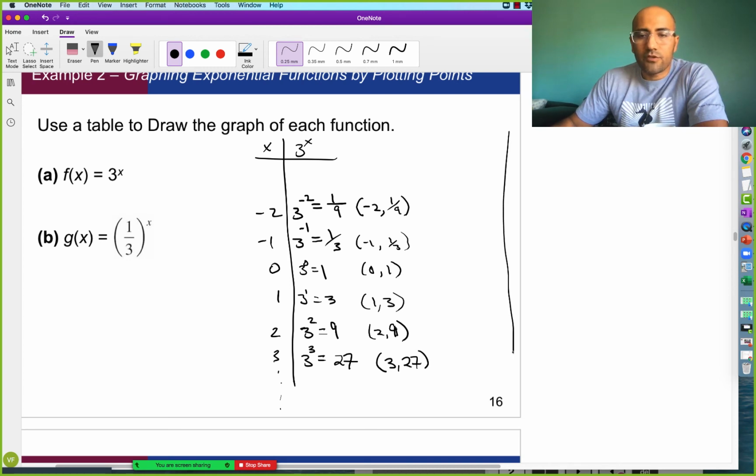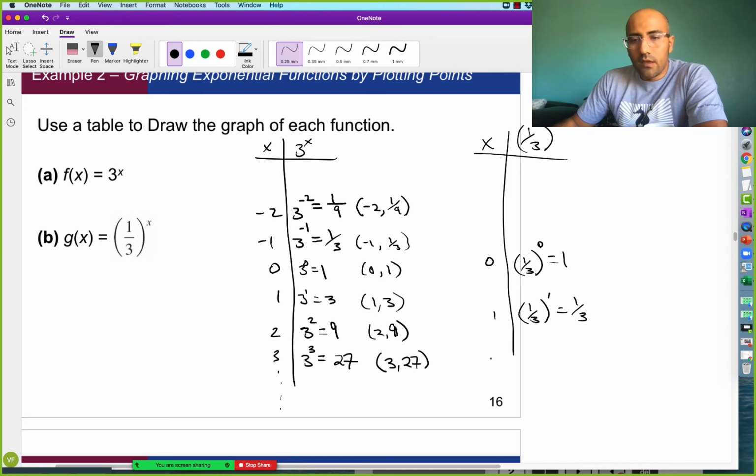So we have this other function. Let's create a table over here. X, and then we have 1/3 raised to the power of x. So 0 is easy because anything raised to the power of 0 is still going to be a 1. 1 is easy because 1/3 raised to the power of 1 is going to be 1/3. Positive 2 is also easy because we have 1/3 squared, which will be equal to 1/9.